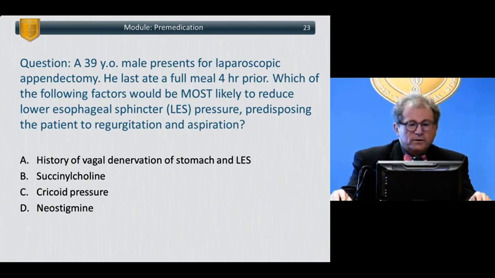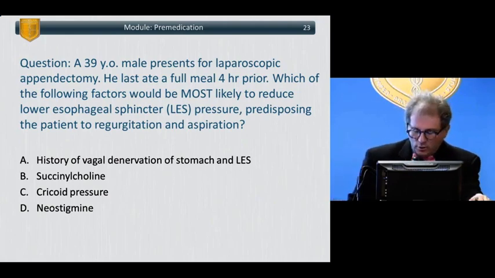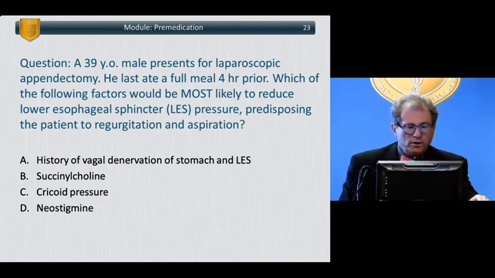Our next question. A 39-year-old male presents for laparoscopic appendectomy, having last eaten a meal 4 hours before. Which of the following factors would be most likely to reduce lower esophageal sphincter pressure, predisposing the patient to regurgitation and aspiration? A, a history of vagal denervation of stomach and lower esophageal sphincter. B, succinylcholine. C, cricoid pressure. And D, neostigmine.